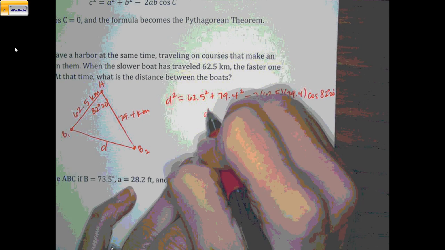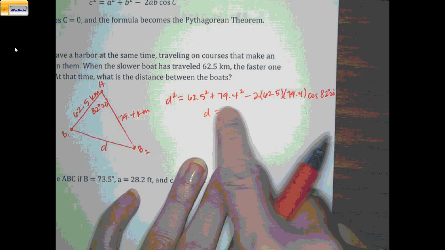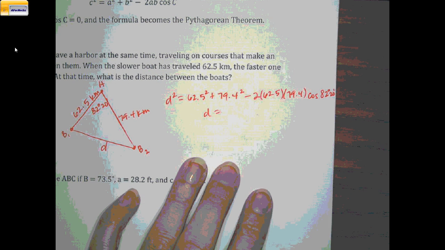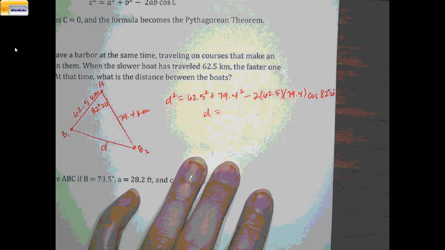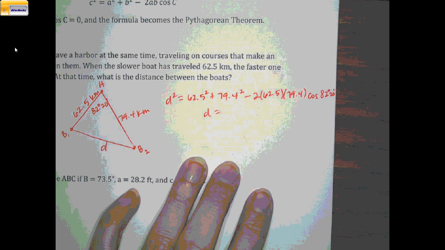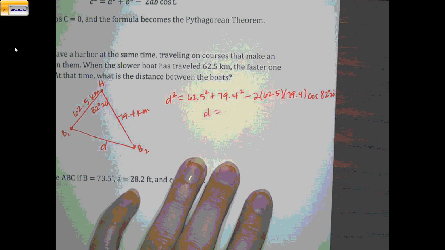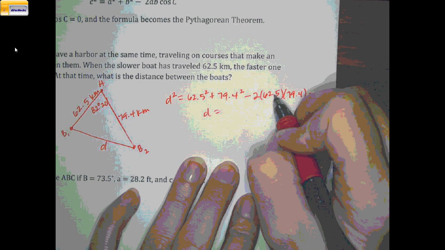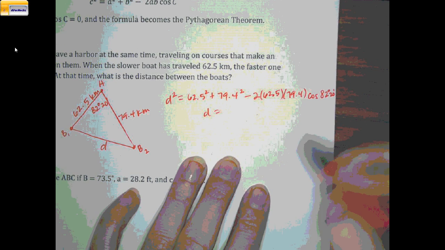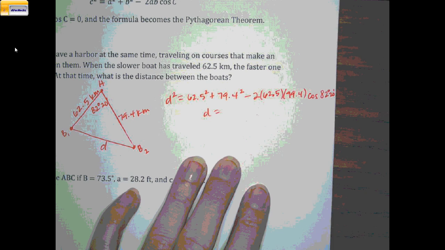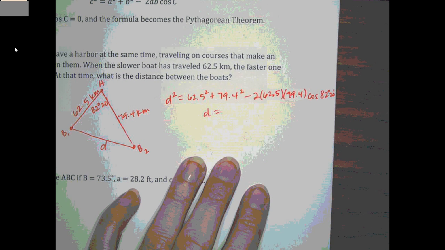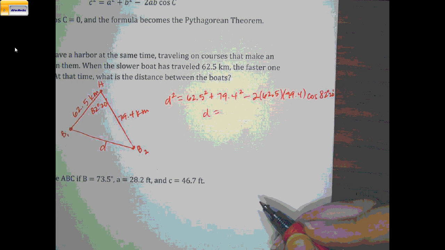And Carson, dear, you have my calculator, so I'm going to let you type all that in. And somebody else is going to type and double check. So 62.5 squared plus 79.4 squared minus 2 times 62.5 times 79.4 times cosine of 82 degrees, 20 minutes equals. Are you done? Yeah.